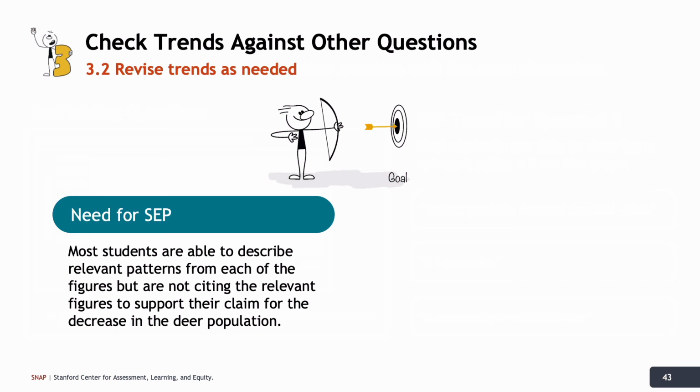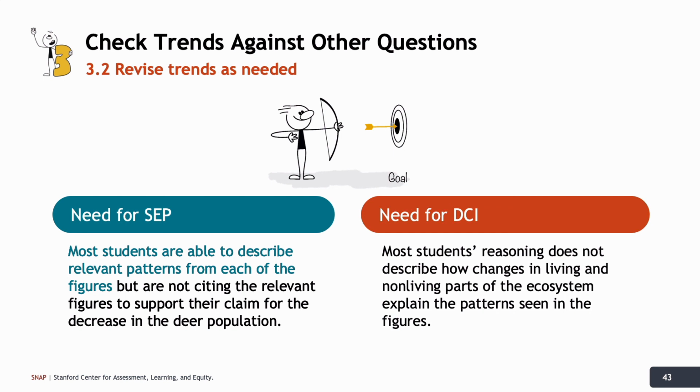Based on our analysis across the question, we identified 2 main trends and needs for a majority of students. In terms of the SEP, we found out from questions 1 and 3 that most students are able to describe relevant patterns from each of the figures. But in question 4, they're not citing the relevant figures to support their claim for the decrease in deer population. And in terms of the DCI, most students' reasoning doesn't describe how changes in living and non-living parts of the ecosystem explain the patterns seen in the figures. And this trend was seen across the entire assessment.